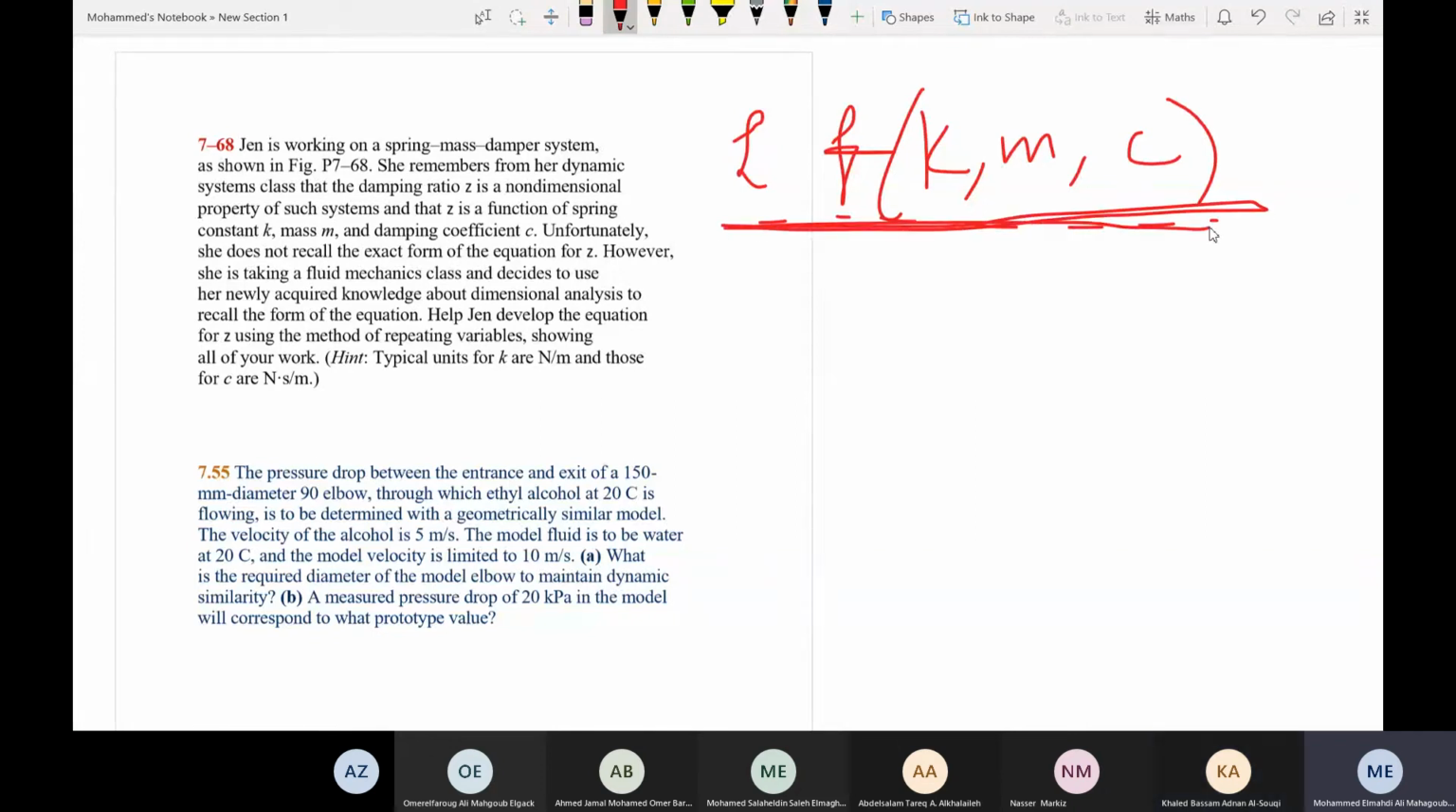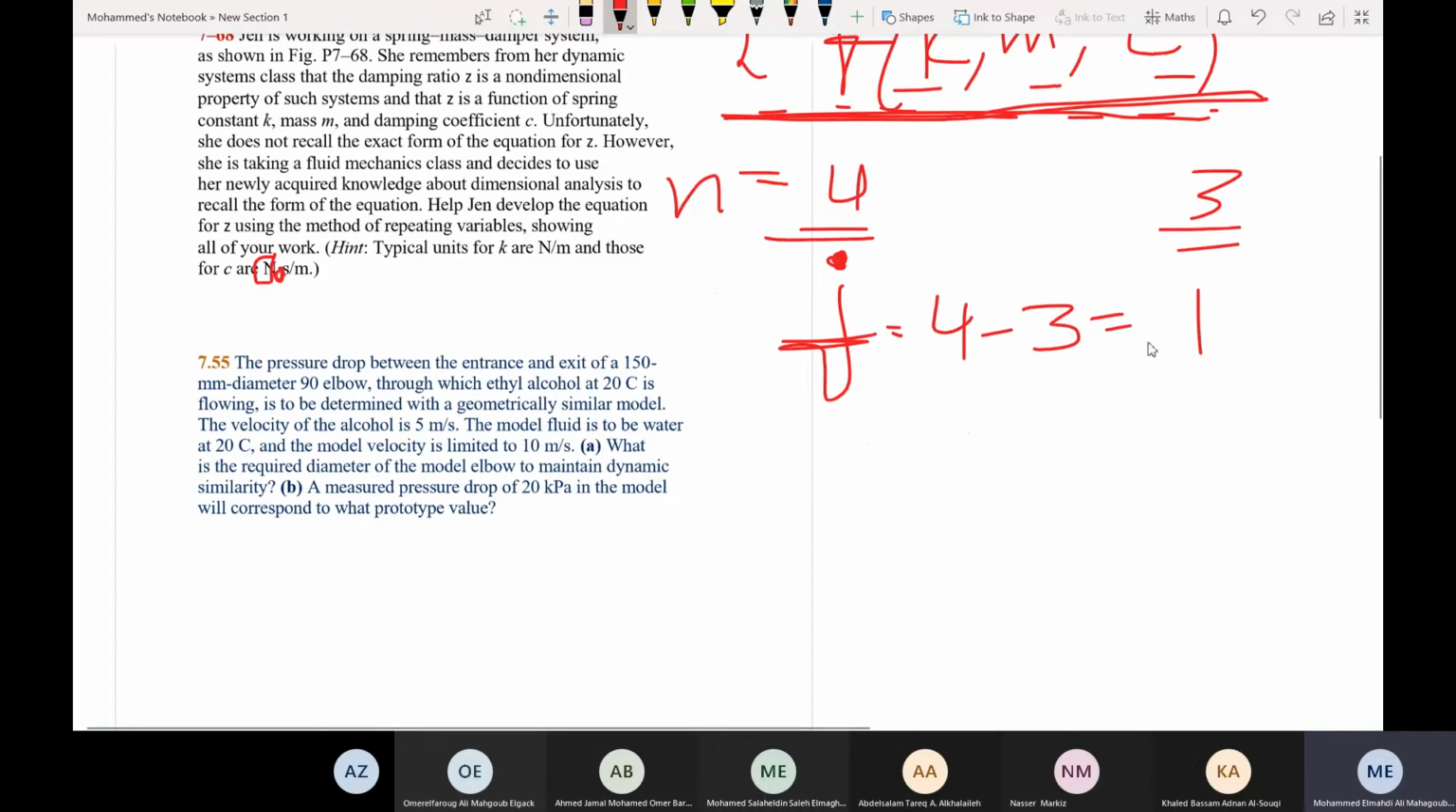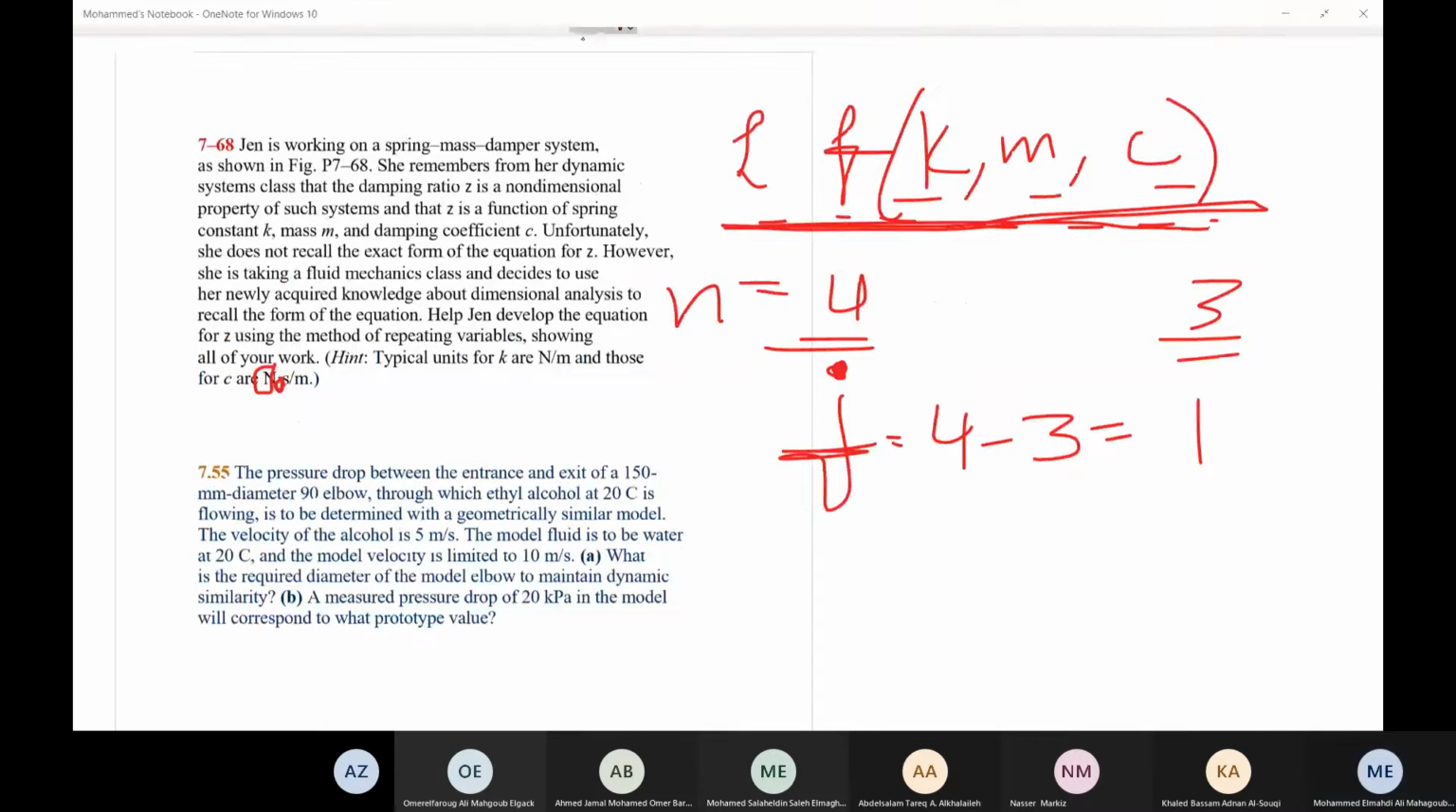So zeta is a function of K, M, C. So how many dimensions do we have in this problem? The dimensions we have are mass, which counts as one dimension, and we also have time. We also have mass and time, there is no length, so we have only two dimensions in this equation. One moment, newton, so we have length, so we have three dimensions. We have four parameters, which is n, and three dimensions, so how many repeating parameters will we use? Four minus three, which is equal to 1.